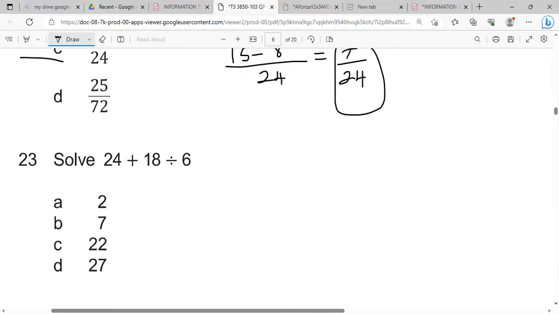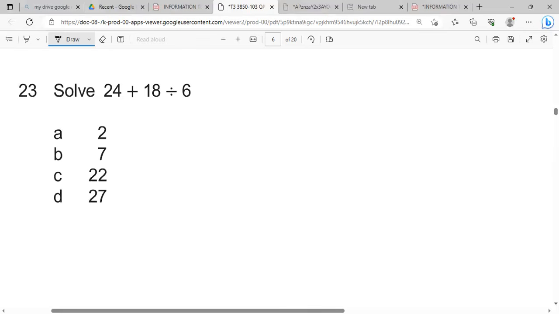All right, this one says solve 24 plus 18 divided by 6. Solve that one, guys, and put it in the comment section. Let's go, let's go, let's go. What will be the answer for that one? All right, what did you guys get? Let's compare now.